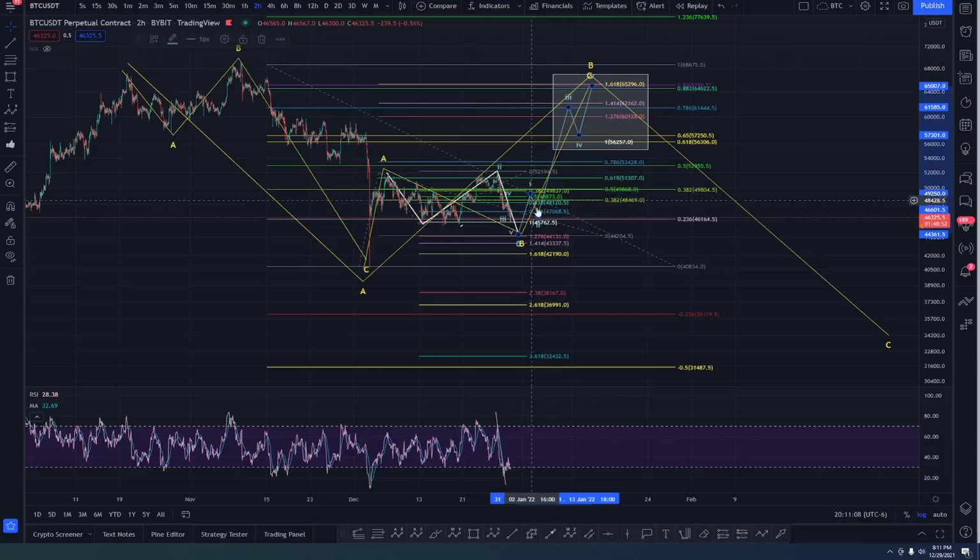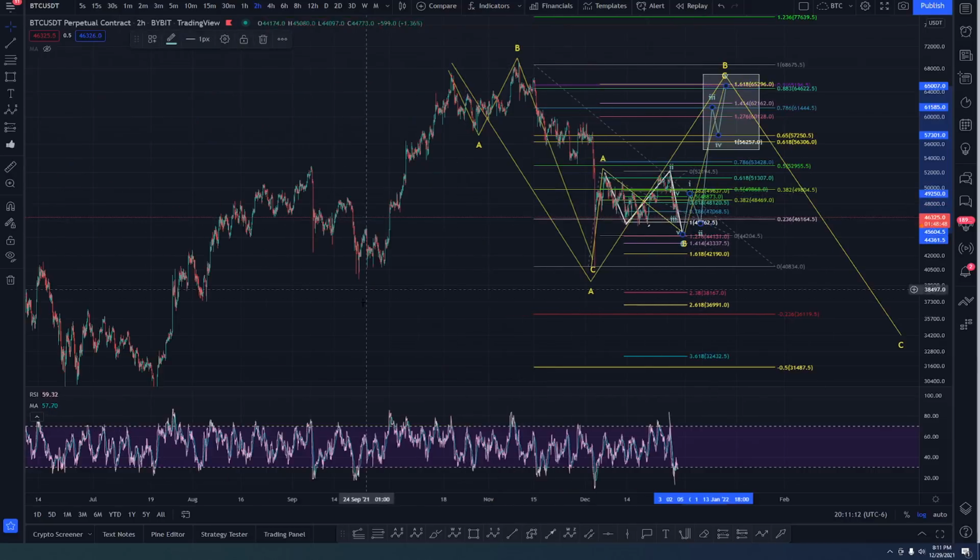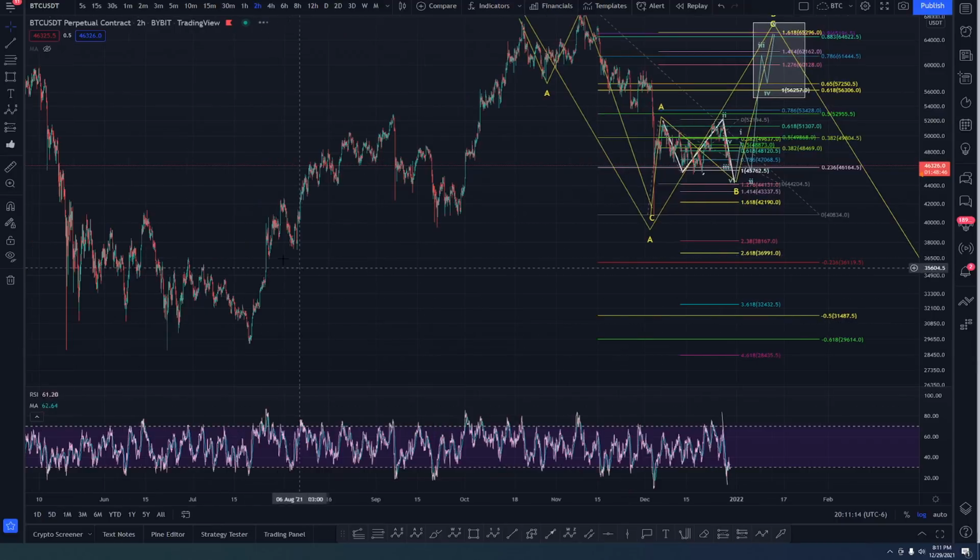Now this 1-2 that I've drawn in here may take a little longer. It may take some more time. This is very reminiscent here of this bottom down here. Back way over here, back in June of last year.